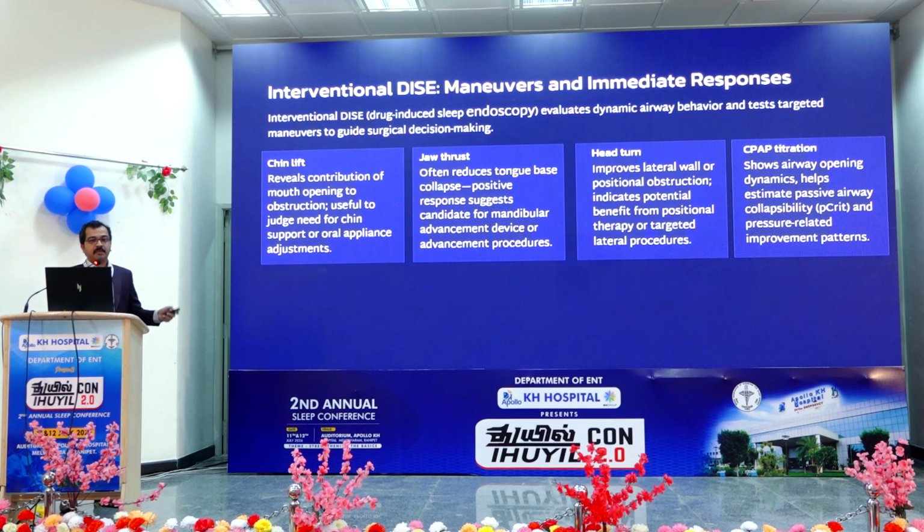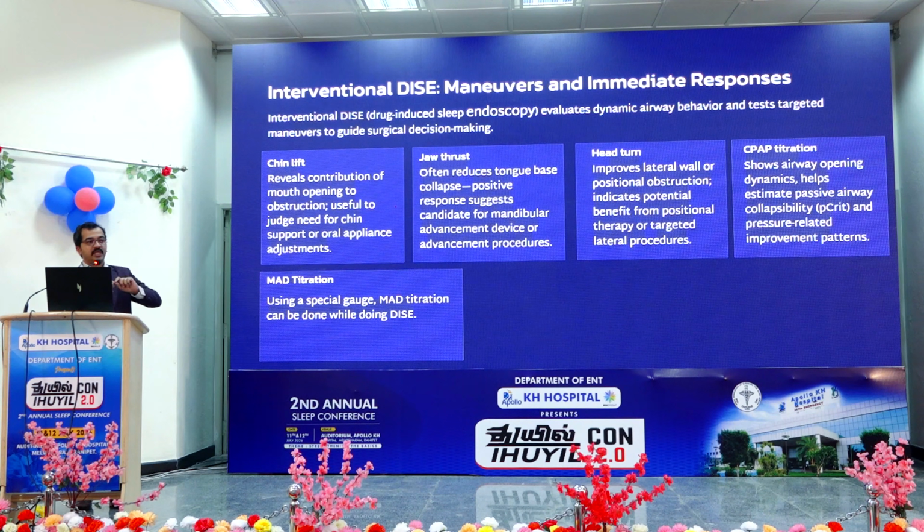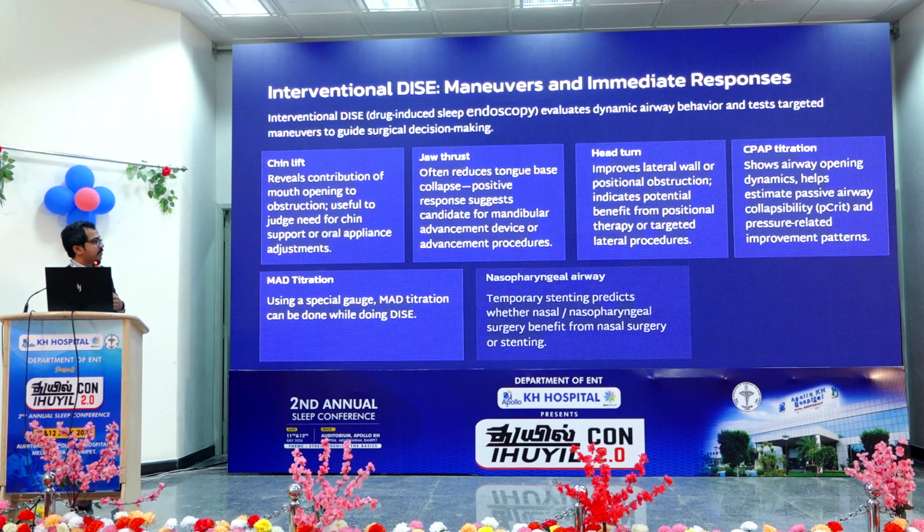CPAP titration, at the same time you can do a CPAP. You put the scope inside, give the DISE and see at what pressure the airway opens up, and this helps in determining the pop and peak rate of the patient and helps in phenotyping the patients also. MAD, mandibular advancement titration: there are special gauges which you can apply and advance, and see at what distance the tongue base fallback resolves.